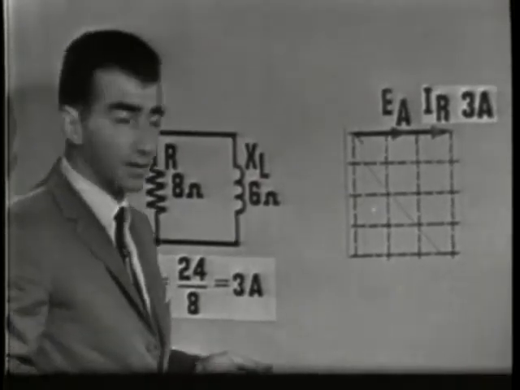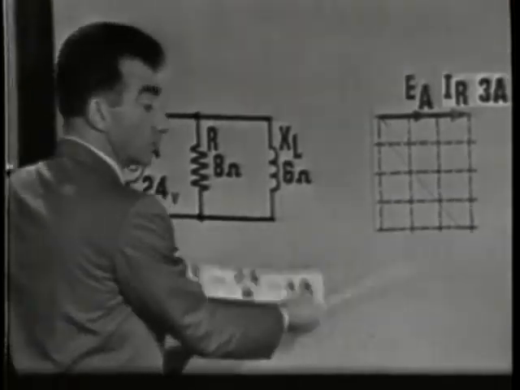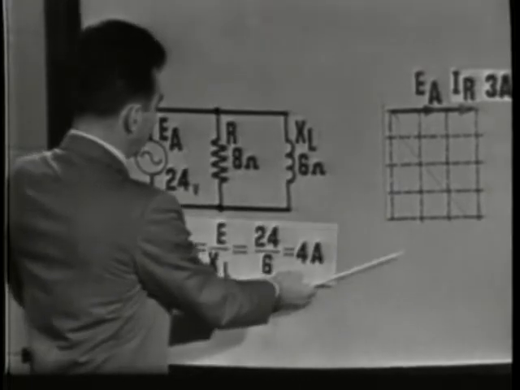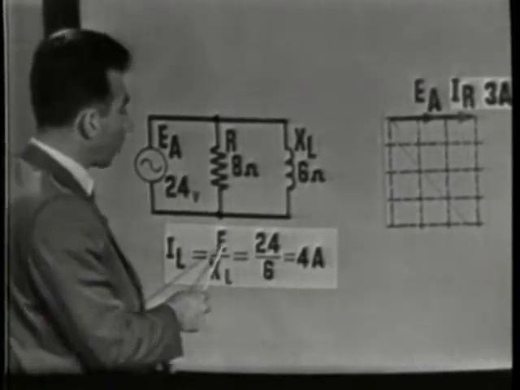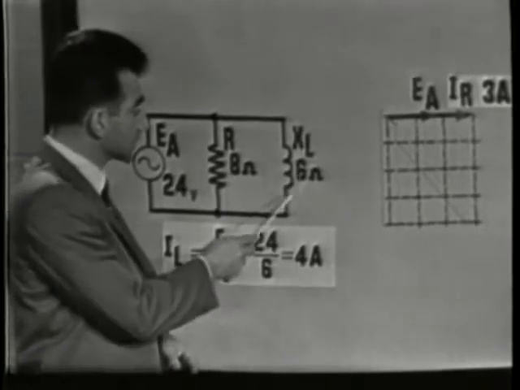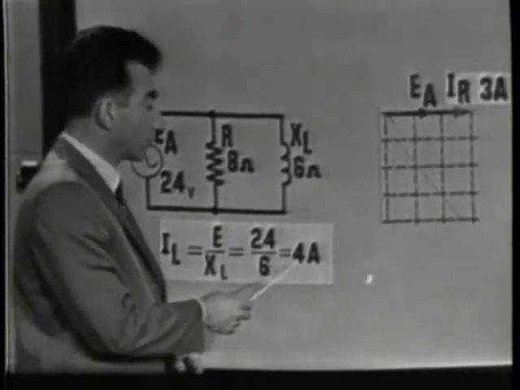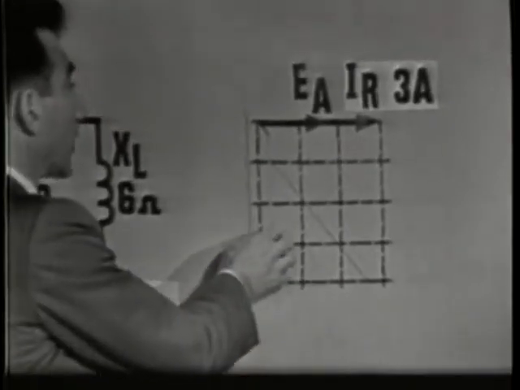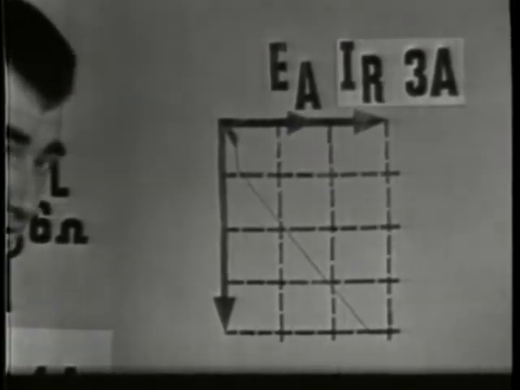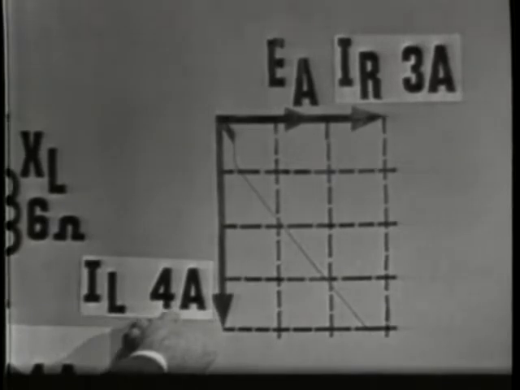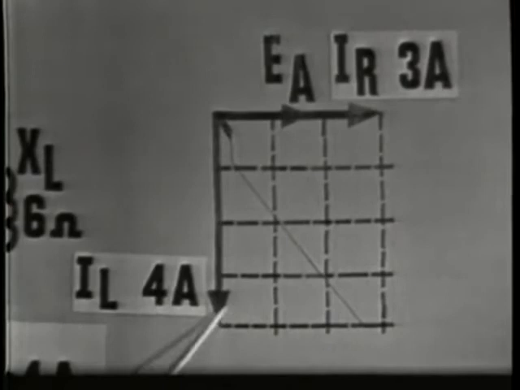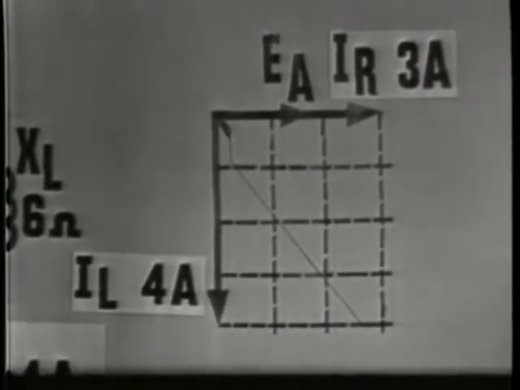Now, to find IL, or the inductive current, we would use the same method, that is, apply Ohm's law. IL is equal then to E over XL, or 24 over 6 ohms, which gives IL equals 4 amperes. Now, when we plot IL on the vector graph, we must show the 90-degree phase difference. Remember, IL lags EA by 90 degrees, and it is a value of 4 amperes, so we'll use 4 units on our graph to represent IL.